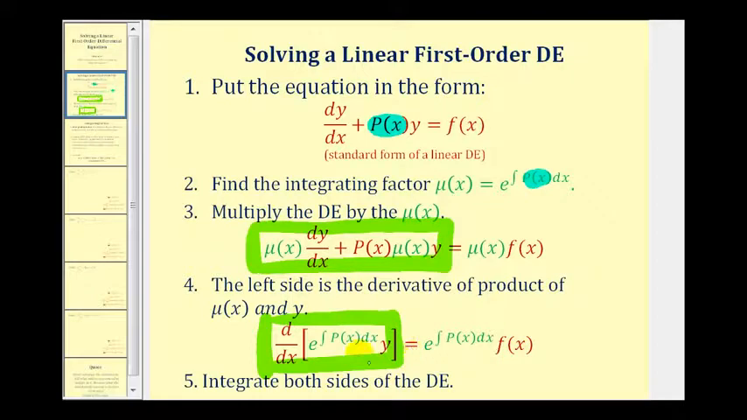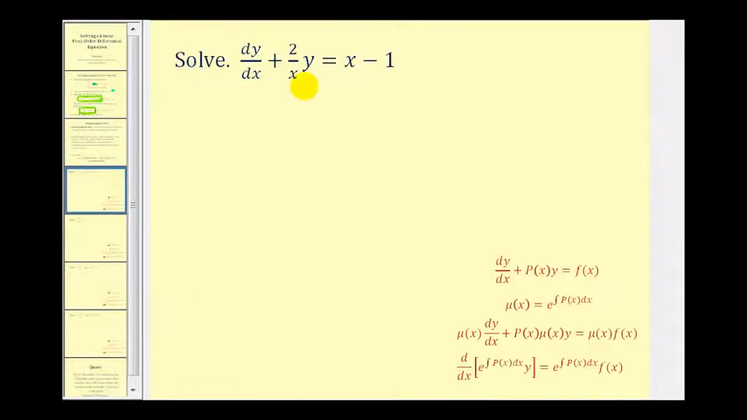So once we have the equation in this form here, we'll integrate both sides of the equation and then solve for y. So let's go ahead and take a look at our first example. The first thing we need to do is make sure that we do have a linear first-order differential equation that fits this form here. And we do. Next we want to identify the function p of x, which again is being multiplied by y here. So in this case, p of x is equal to 2 divided by x.